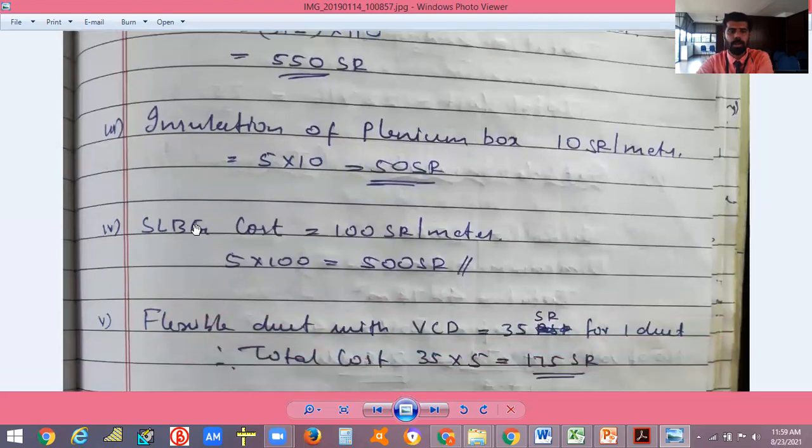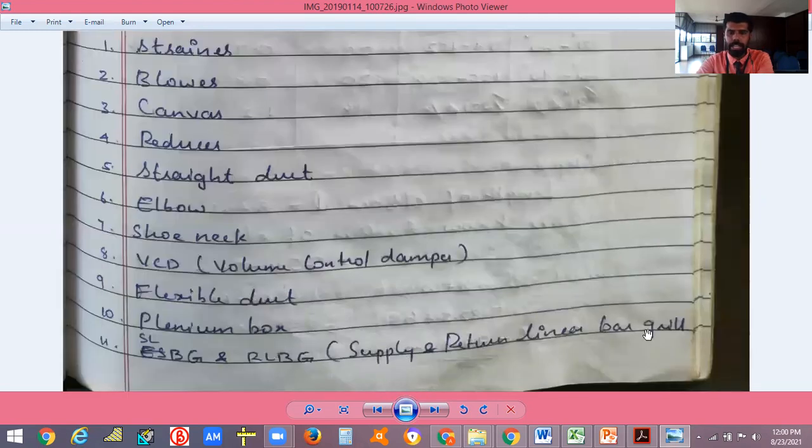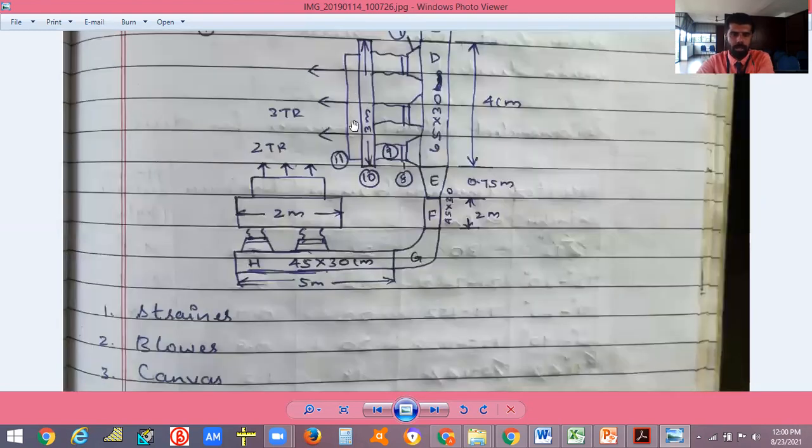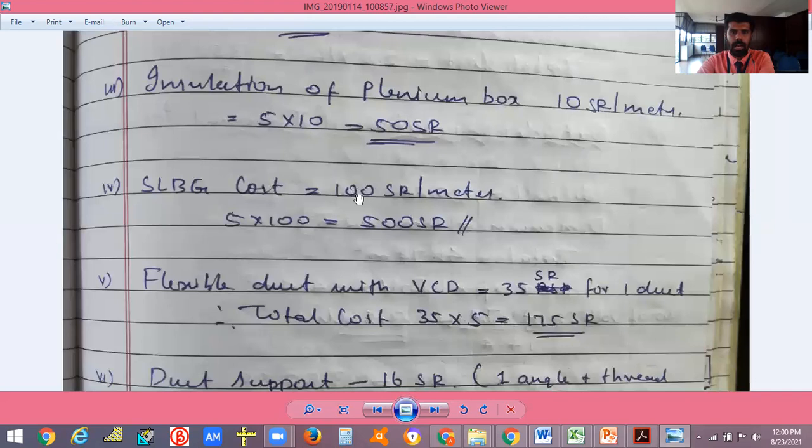SLBG cost. What do you mean by SLBG? Supply linear bar grill. It is 100 Saudi Riyal per meter. So you can see SLBG and RLBG, supply and return linear bar grill. This is 11 to 1. So you can see this is the 11 to 1. This is 3 meters, this is 2 meters. Okay, you could take it like that. So supply linear bar grill is 100 per meter. So what will be the total length? 5, correct? 3 plus 2, 5 into 100, we are getting 500 Saudi Riyal.